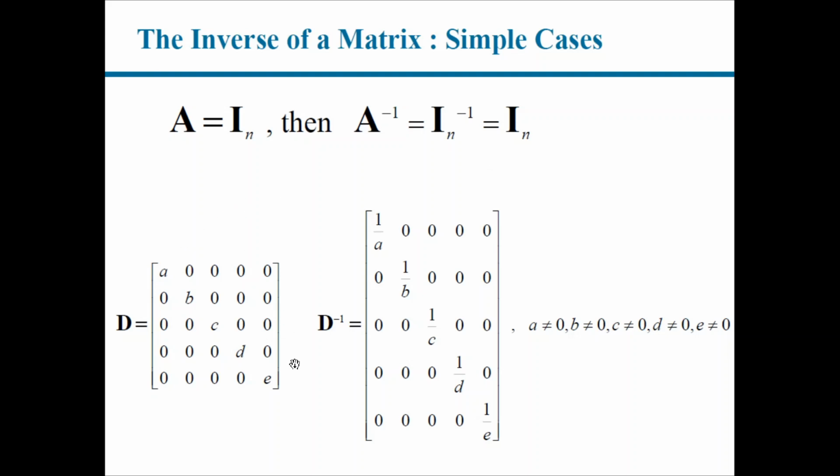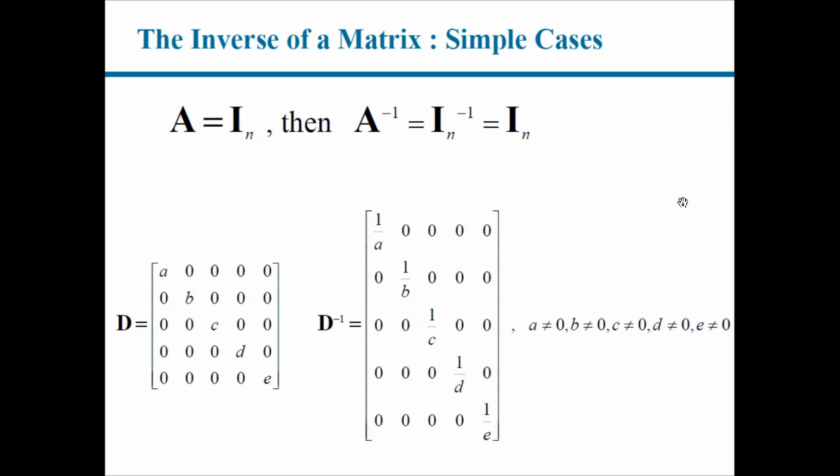Another example of easy computation for the inverse is when we have a diagonal matrix and all of the diagonal terms in the matrix are different from 0. In that case, it's very easy to find the inverse. It will be again a diagonal matrix, and the entries are 1 over the entries of the original matrix. So 1 over A, 1 over B, 1 over C, 1 over D, 1 over E. Obviously, every single one of those entries must be different from 0. If it is not, then you don't have an inverse.